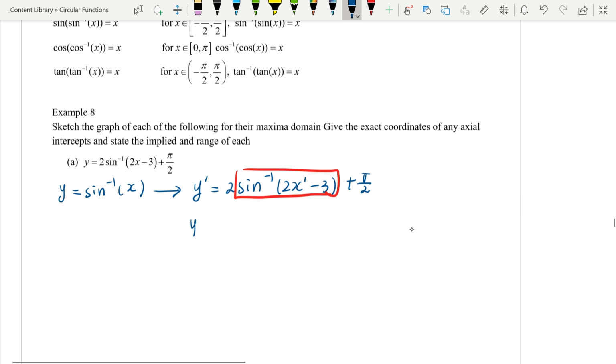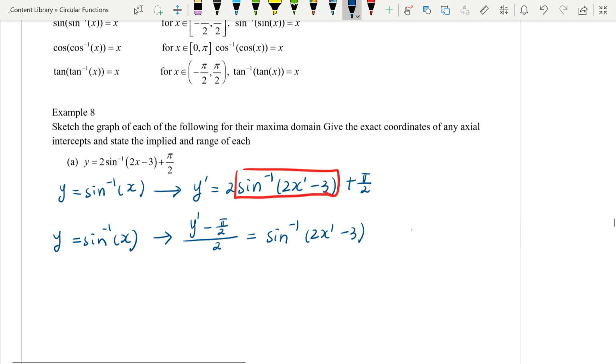So what I'll do is y dash minus pi over 2, divided by 2, equals sine inverse of 2x dash minus 3, while the other side still looks the same. Now two sides look identical, because it's y something equals sine inverse something. The basic rule for rearranging is just keep the sine inverse, cos inverse, and tan inverse on one side, and all the other stuff to the other side.